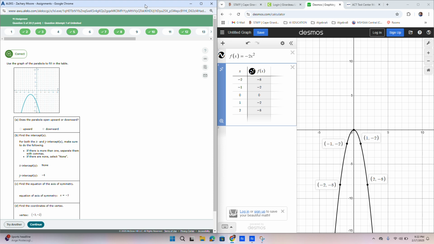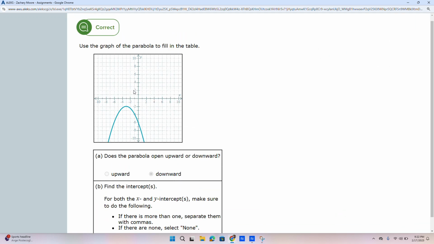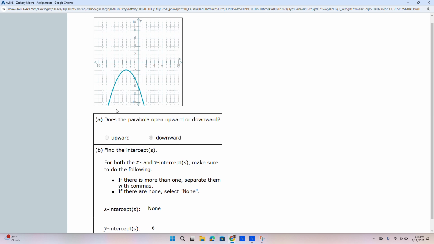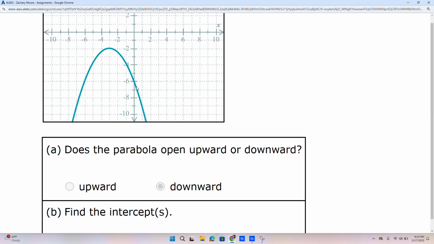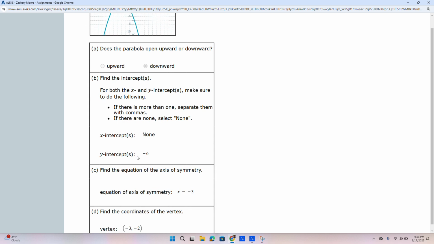Okay, so 5, you do not need Desmos for number 5, so I'll go ahead and make it bigger. And then you're just describing the parabola. So in this case, this parabola, it's going downward because each side is going down. And then for the x-intercept, remember that's your x-axis. See how it doesn't go through it at all? Therefore, your x-intercept is none. And then your y-intercept, you might need to zoom in. Look where it's going through your y-axis. That's at negative 6. Therefore, your y-intercept is at negative 6.